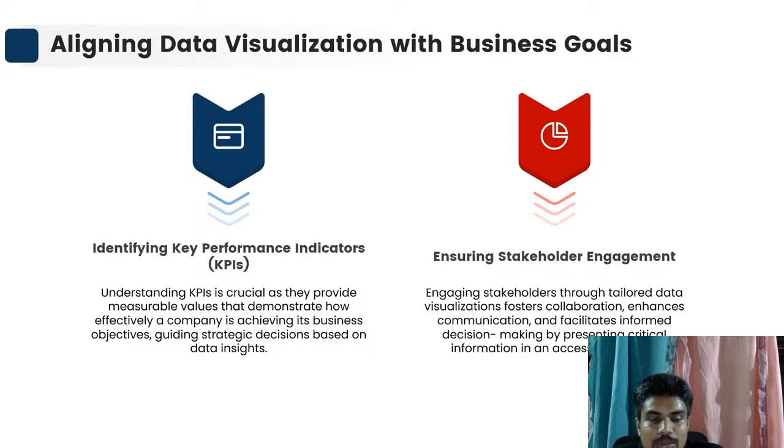The first one is identifying the key performance indicators and ensuring stakeholder engagement. First we'll start with KPIs. Key performance indicators, in short, are called KPIs. Understanding KPIs is crucial as they provide measurable values that demonstrate how effectively a company is achieving its business objectives, guiding strategic decisions based on the data insights.